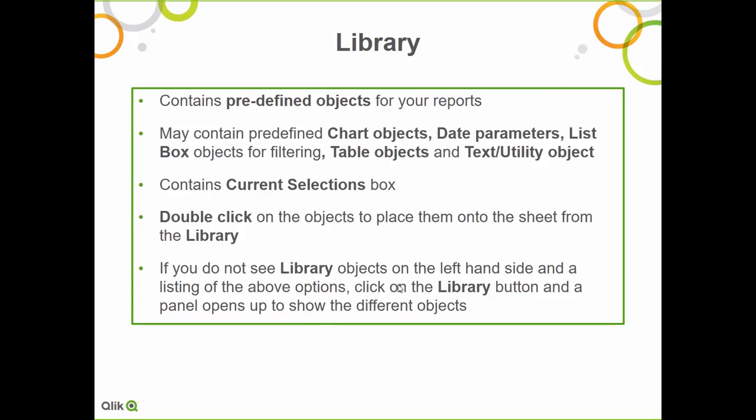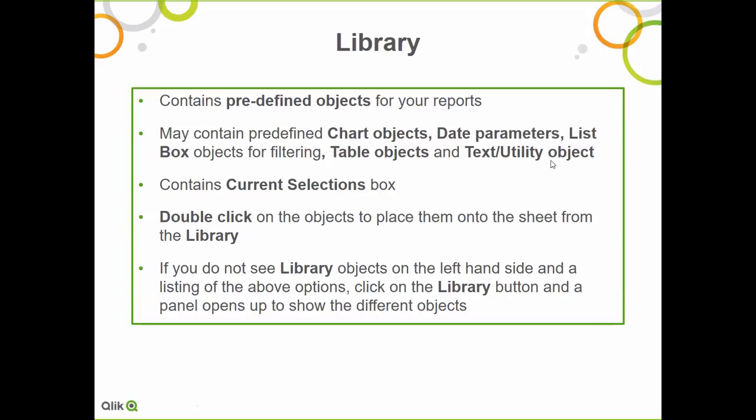So in the library, we have several different components that are very important for you to use, so you do not have to start from scratch. Your library contains several date parameters, many chart objects, list box objects for filtering, and also text utility objects, and several tables as well. If these do not fulfill your criteria, then you might be able to create them from scratch as well, and we'll show you exactly how to do that.